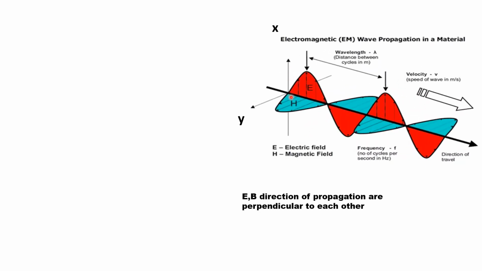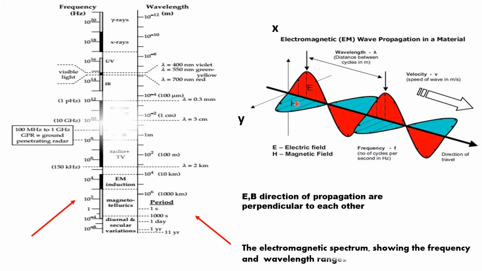First you can see the electric field, the magnetic field, and the direction of propagation. Let's say this is the x direction, this is the y direction, and this is the z direction. So the velocity of the wave is in the z direction. This is the wavelength, the distance between two crests or two troughs, as you can see, and this is the frequency in hertz. So this is called a transverse wave. These three are mutually perpendicular to each other.